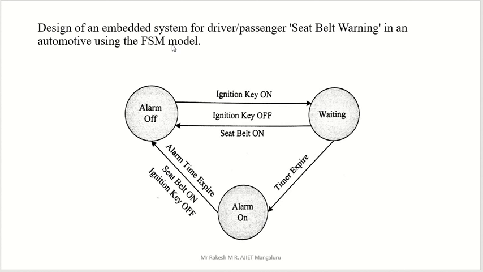By using the FSM model, you have to design an embedded system for seat belt warning. You know the seat belt warning system in your vehicle. If the driver comes inside that particular car, that driver should put on the seat belt. Otherwise, there is a chance of a buzzer. In many cars there is a buzzer because the seat belt is not put on properly. So you will get a buzzer there.